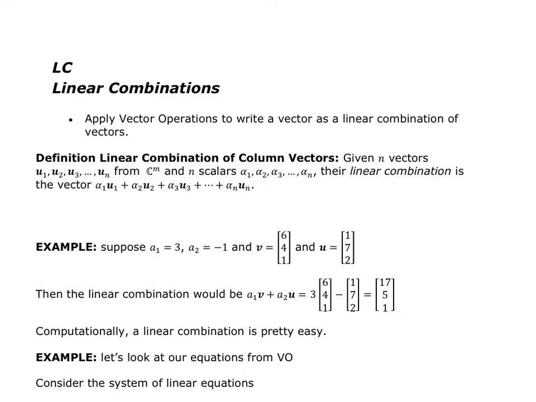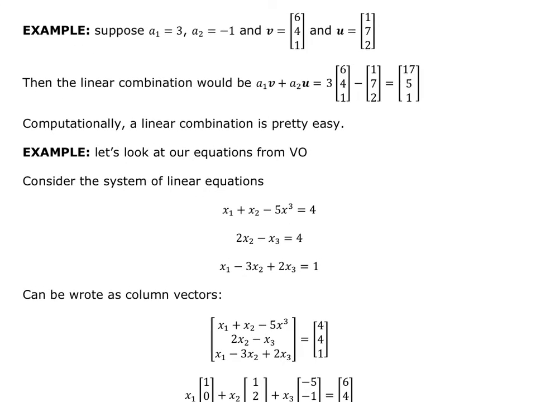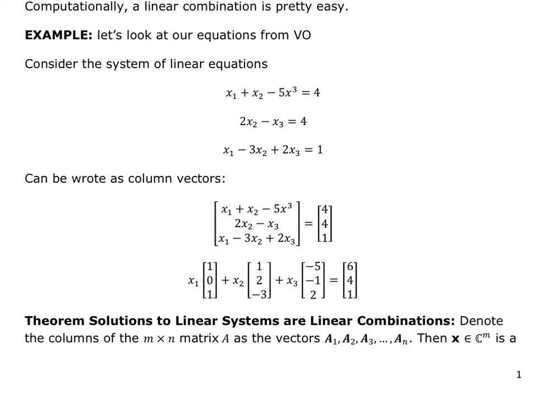Now let's look at the equations that we had from our vector operations in our last video. We had these systems of linear equations. It was x1, x2, and then -5x3 is equal to 4. So these were the equations that we had in our previous video. We can write them just like we did before in column vectors. If you remember from our last video, the first column vector was x1 plus x2 minus 5x3. Basically, I took all of the coefficients and the variables and put them in a single vector. And of course, I put the constants in an additional vector on the other side of the equal sign.